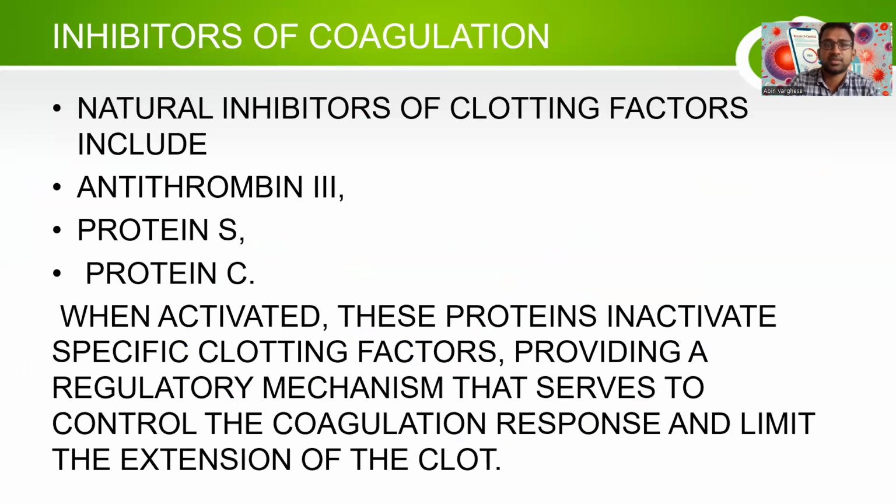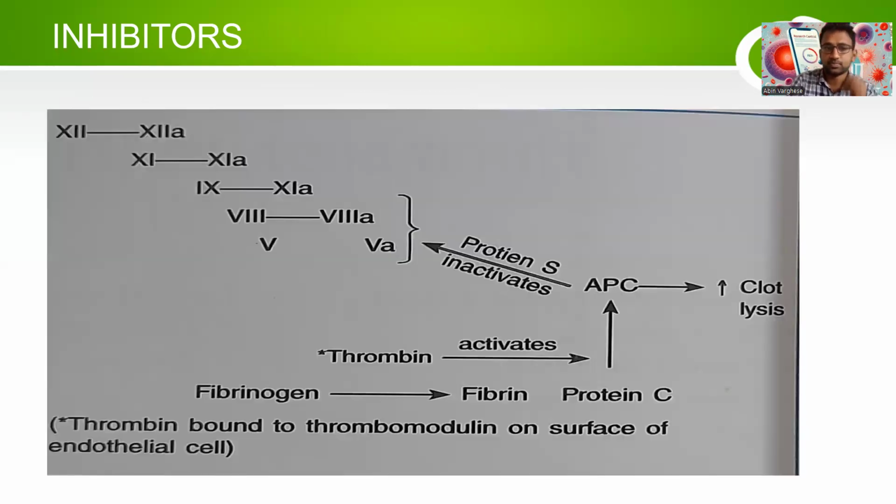Next is inhibitors of coagulation. Whenever the coagulation cascade is activated, there is another mechanism consisting of inhibitors, which inhibit the coagulation cascade and prevent the extension of the clot. The natural inhibitors mainly include protein C, protein S, and antithrombin 3. So this is the inhibitor pathway.